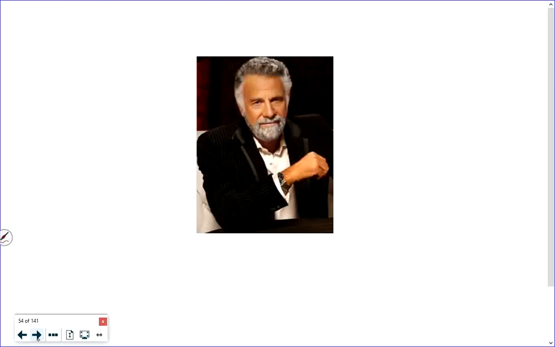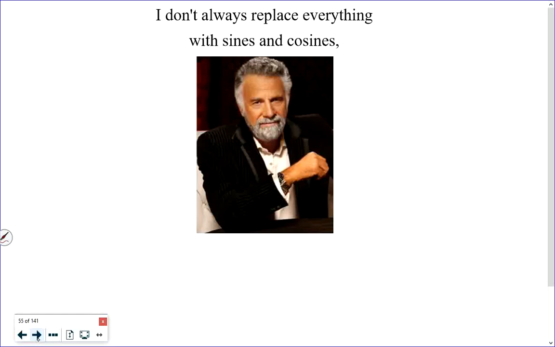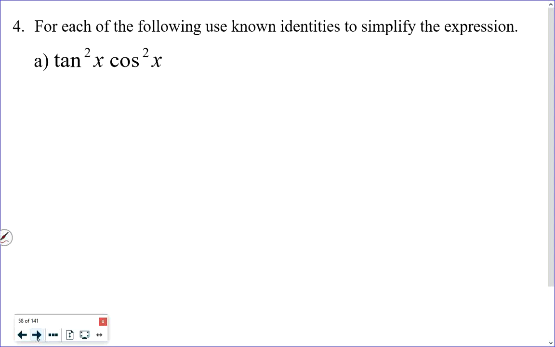This is why on the front of your handout I have this kind of meme or whatever you want to call it. I don't always replace everything with sines and cosines, but when I do, it almost always helps. So I'm going to give you a handout here in a little bit that says when simplifying trig expressions, try these things. And the first thing is replace everything with sine and cosine. For each of the following, use known identities to simplify it. So now we're kind of in the final stretch, the home stretch here.